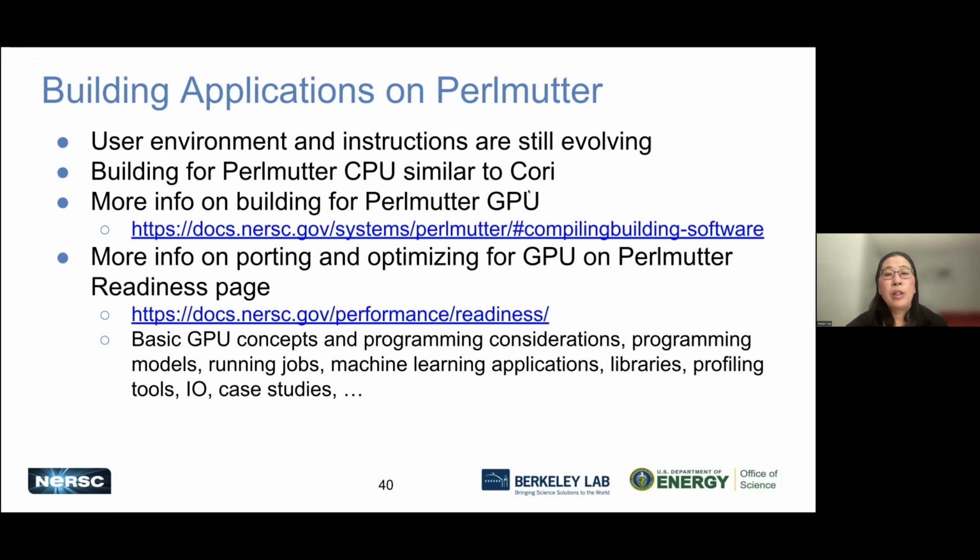Building on GPU is much more complicated. You'll still be building on the login nodes, but there are different flags for different compilers and different programming models, OpenMP, OpenACC, CUDA, and different flags to use for different compilers as well, to make sure you're targeting the GPU nodes. But at this link, you can find much more information: compiling and building software on Perlmutter.